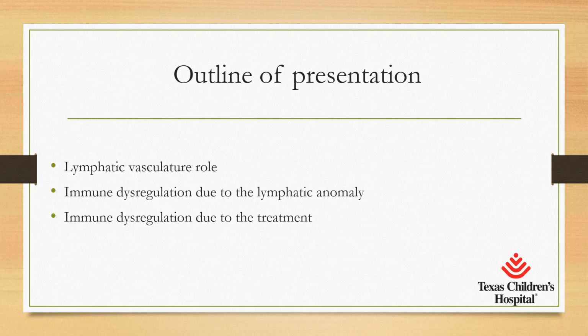As an outline today, we will quickly summarize the lymphatic vasculature role, and then we'll review the immune dysregulation due specifically to the lymphatic anomaly, and then the immune dysregulation due to the treatment of the lymphatic anomaly.